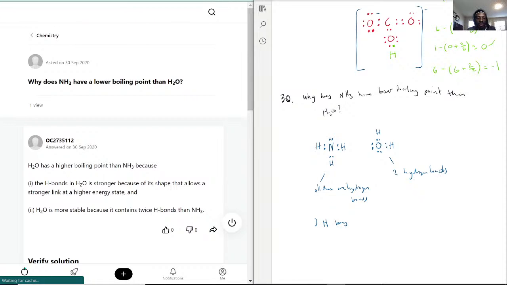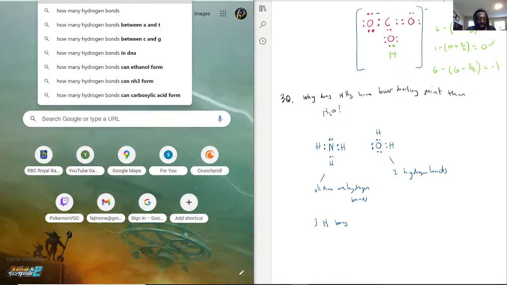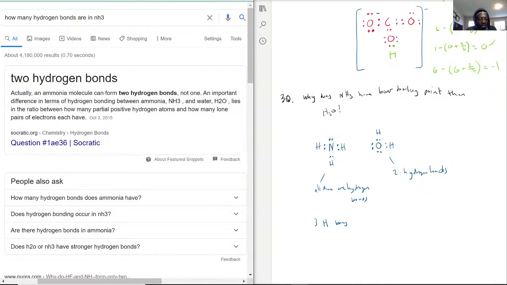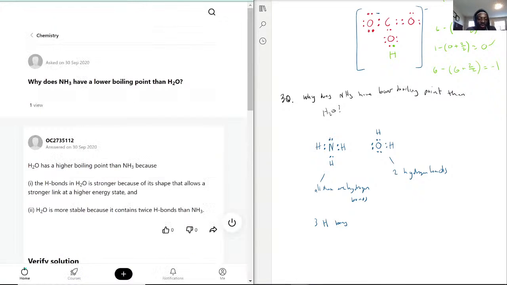In fact, I'll actually see what they're saying, because maybe they're on something. So how many hydrogen bonds are in NH3? Ammonia can form 2 hydrogen bonds, not 1. Now I'm more confused. Ammonia has a capability for 4 hydrogen bonds. I'm just gonna stick with my answer because 3 is between 4 and 2. So I wouldn't just look at the hydrogen bonds.